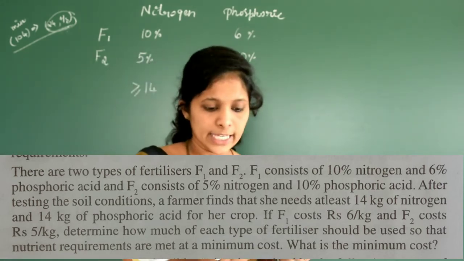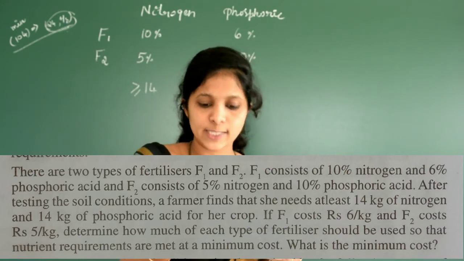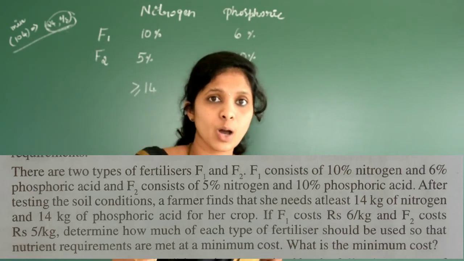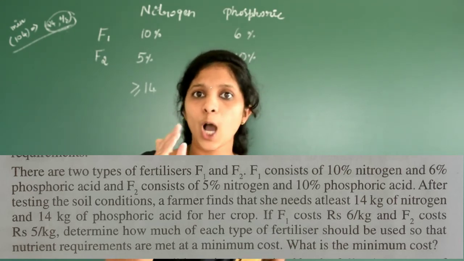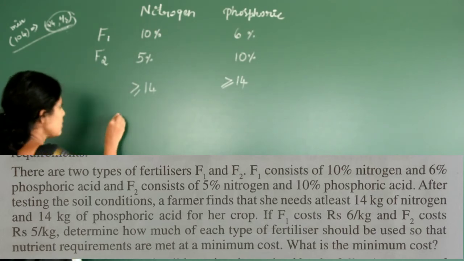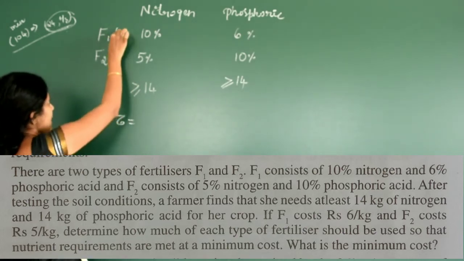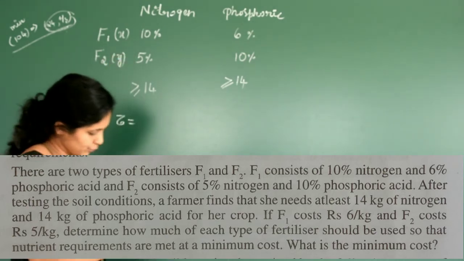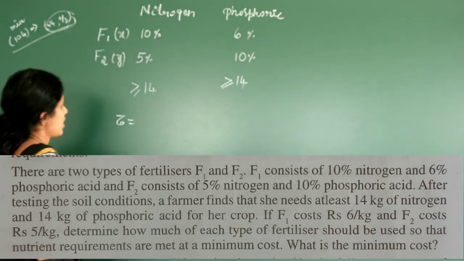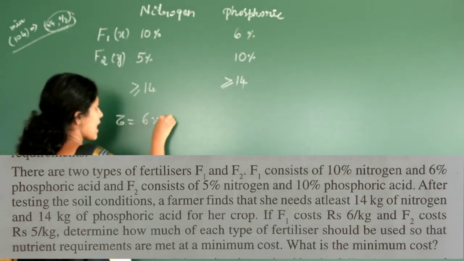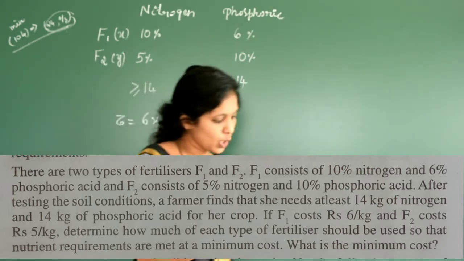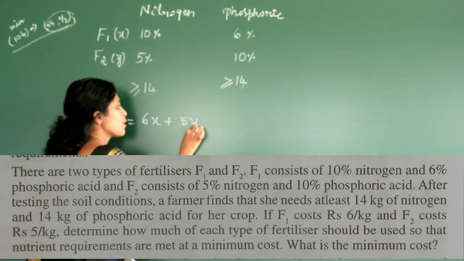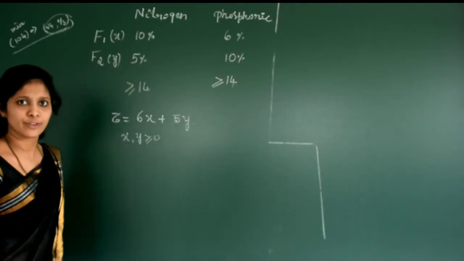Next, what is given? F1 costs rupees 6 per kg and F2 costs rupees 5 per kg. Always, if it is a cost or the profit, then it will give you an objective function. So Z will be, we will consider F1 as x and F2 as y. F1 costs 6 per kg, so this will be 6x plus F2 costs 5 per kg, so 5y. Now using this, you can find the equations.